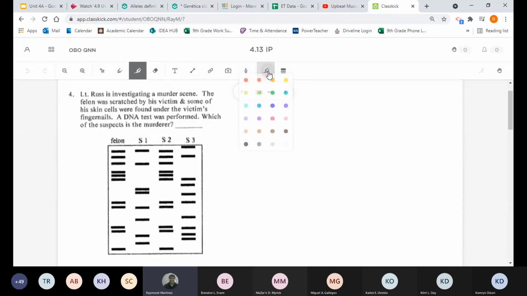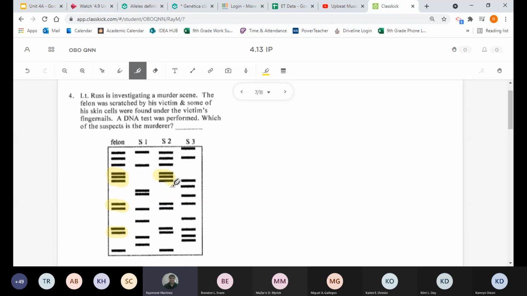Right, so you're going through here. Let's use yellow again. This is going to be your biggest giveaway right here, right? This banding pattern, or I guess really any of these right here too. When you're comparing S1, S2, and S3, they're all pretty unique, but S2 has these same patterns, right? And boom, that made your job real easy. So S2 then is going to be the perpetrator.